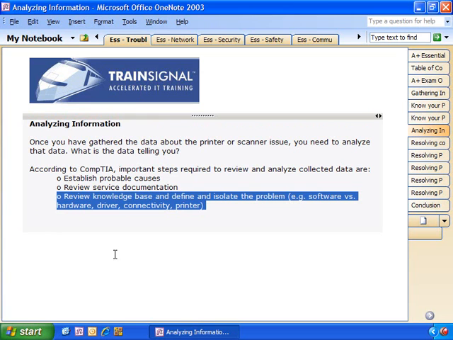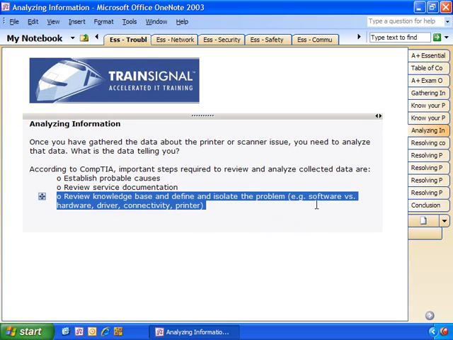In other words, is it software? Is it hardware? Is it driver? Is it connectivity? Or is it the printer itself? The internet is an excellent source for resolving common problems, be it with PCs, printers, laptops, or your operating system. No matter what it is, if you type in the cause of the problem and the model of the printer, you might very well find some valuable information to help you out.